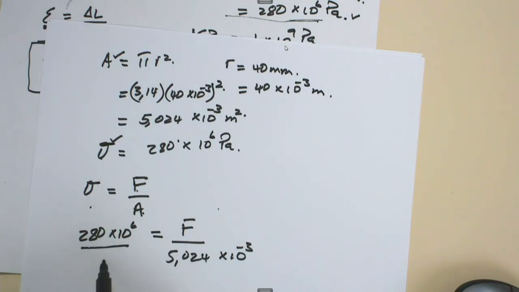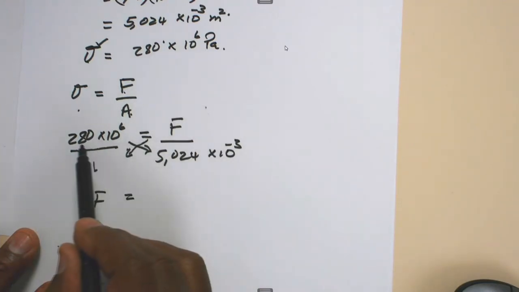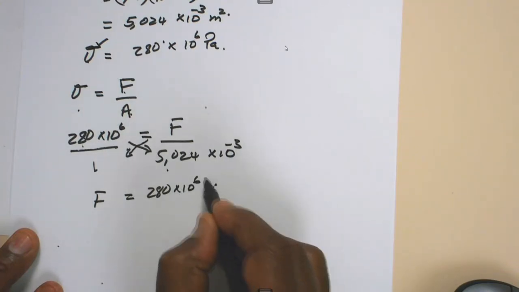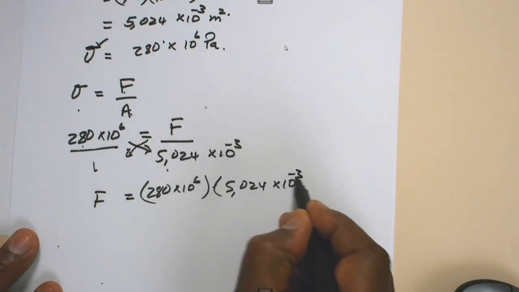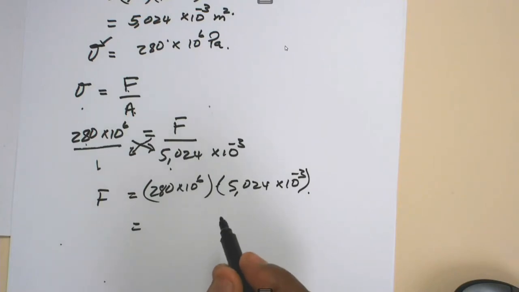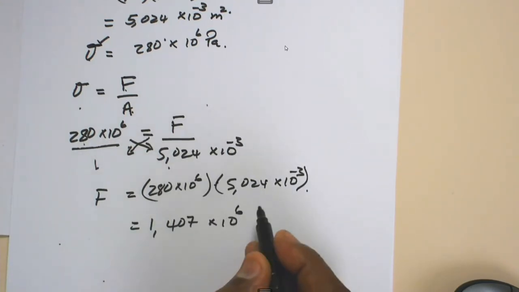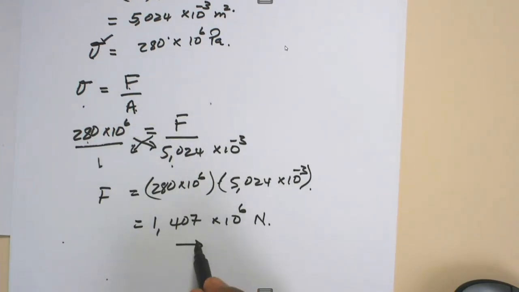So by cross multiplication, your F will be equal to this times that, which is 280 times 10 to the power 6 multiplied by 5.024 times 10 to the power minus 3. And that gives us 1.407 times 10 to the power 6. The force should be in newtons. So that will be our answer.